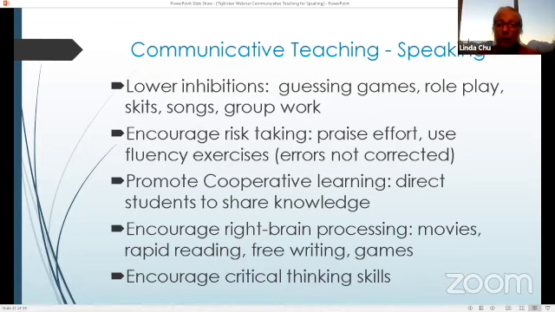So a lot of group work, we're promoting this collaborative learning and students sharing what they know. We're encouraging that big picture thinking, the right brain processing with movies, games, readings, and we're encouraging critical thinking skills in some, for example, the desert island activity.